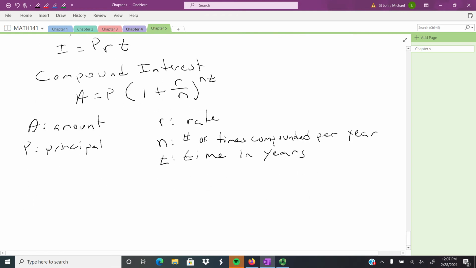And then the other type is continuous compounding. And for that, you get this equation, A equals P e to the rt. Right?